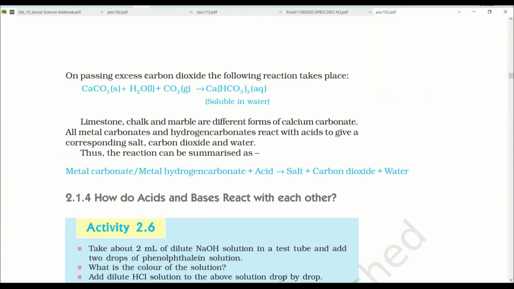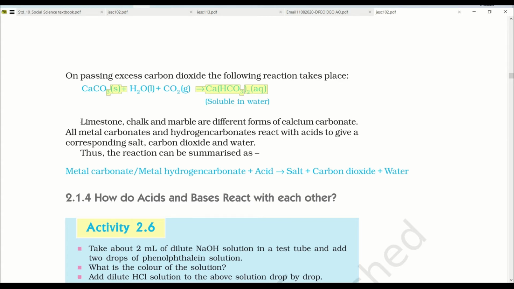On passing excess carbon dioxide, the following reaction takes place. Still, if you go on passing carbon dioxide to the same solution, you will get Ca(HCO3)2, and that is, the milky solution becomes colorless.